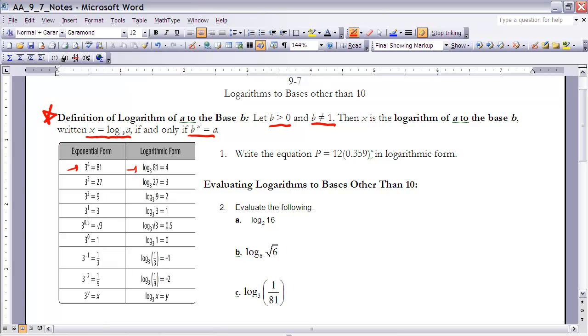As you look at the exponential form, the base is the number that goes down here, the exponent is what the log is equal to, and 81 would represent the number that we're taking the log of. So that's your a value.